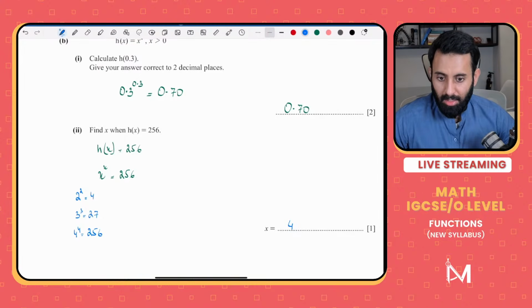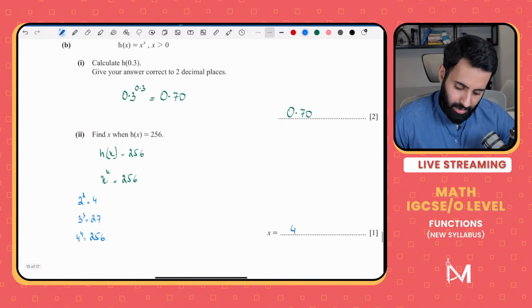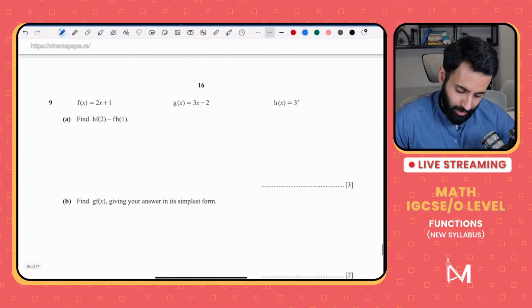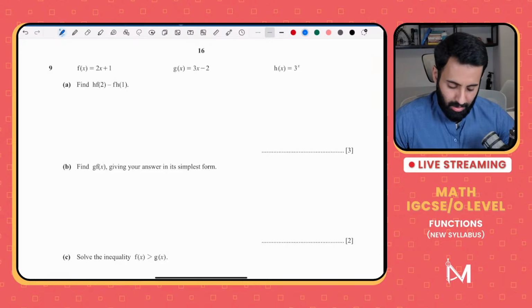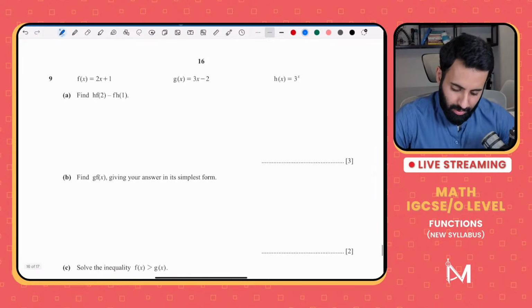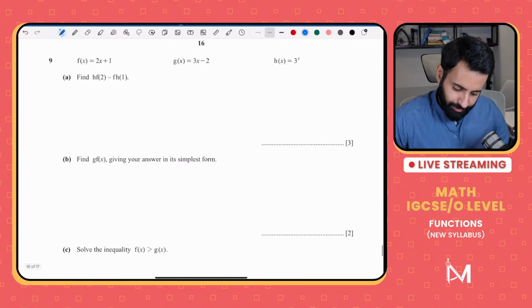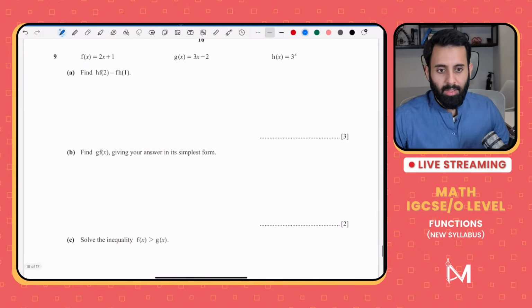Okay. Is this B part 2 of O-level? No, it's not for O-level, but it's relevant for O-levels as well. Okay. I'm going to solve a mixture of questions for O-levels as well as IGCSE. Okay. So I'd like you guys to solve this quickly. And then we're going to do some more questions.